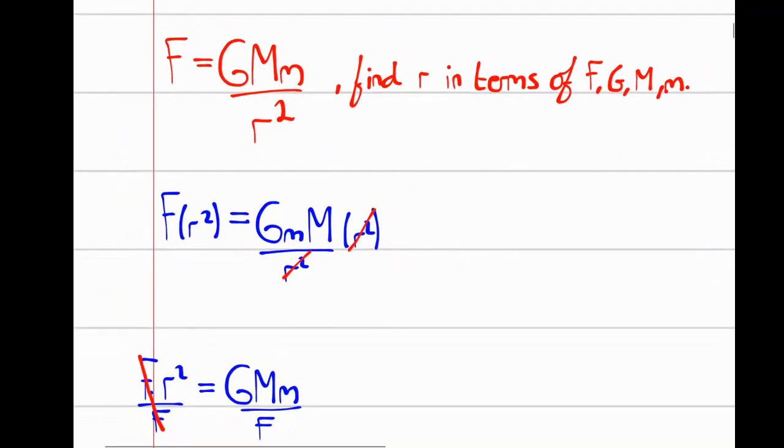Slightly more complicated example, this is Newton's law of gravitation. We want to find r in terms of all the other variables. So what we do is we multiply on both sides by r squared to get rid of this bottom fraction. So in doing that, we get f times r squared equals g times small m times big M times r squared over r squared. So those r squareds cancel.